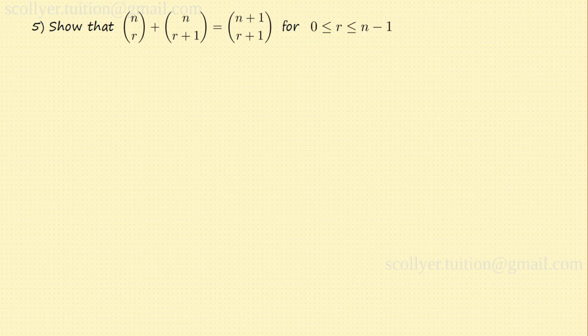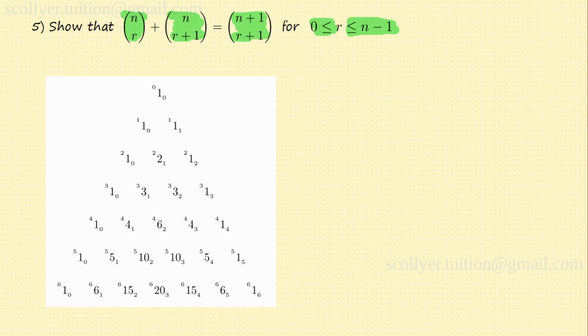Problem 5. Show that n choose r plus n choose r plus 1 equals n plus 1 choose r plus 1 for r greater than or equal to 0 and less than or equal to n minus 1. The relationship that we are asked to prove in this question is the algebraic representation of the left-right addition process for generating elements of Pascal's triangle.